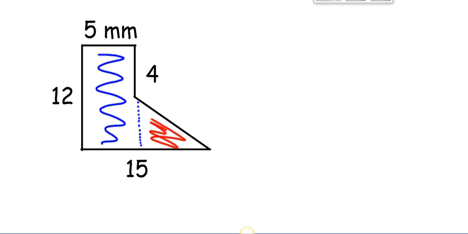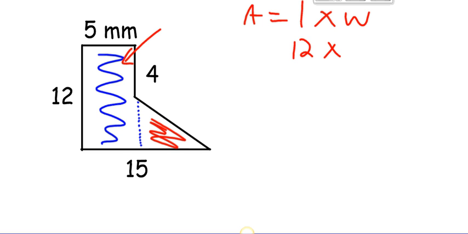The first equation, of course, being that I need to find the area of this rectangle, and an area of a rectangle is length times width. So with that in mind, I can say my length is 12 and my width is 5, and so my area equals 60. Okay, well, what about this next part?